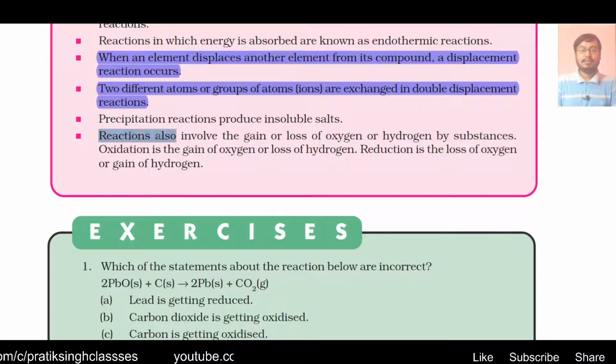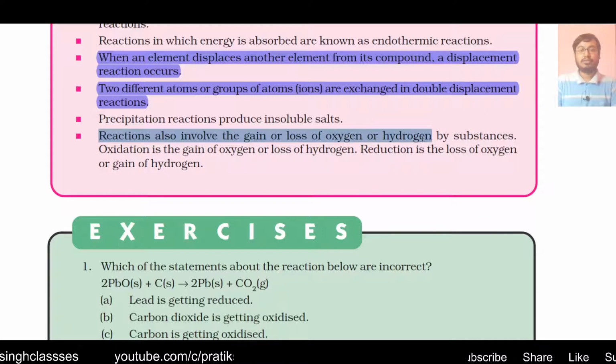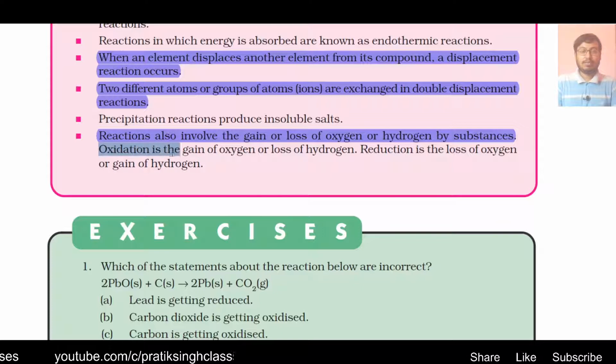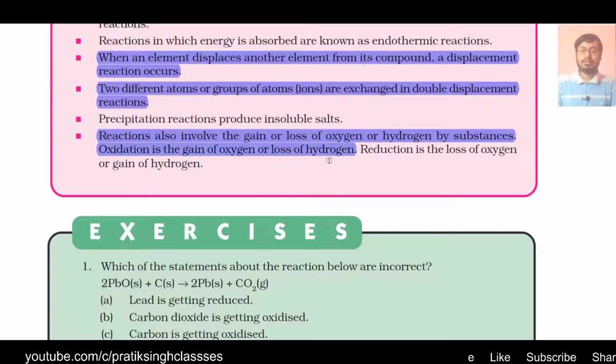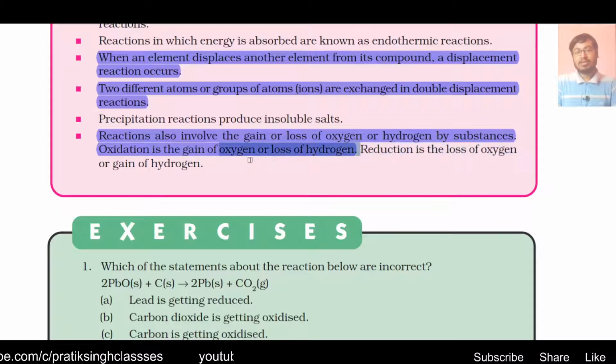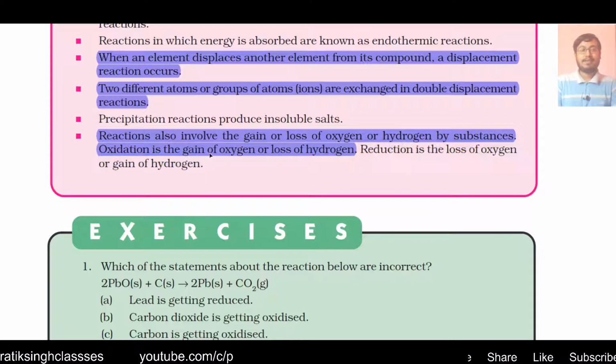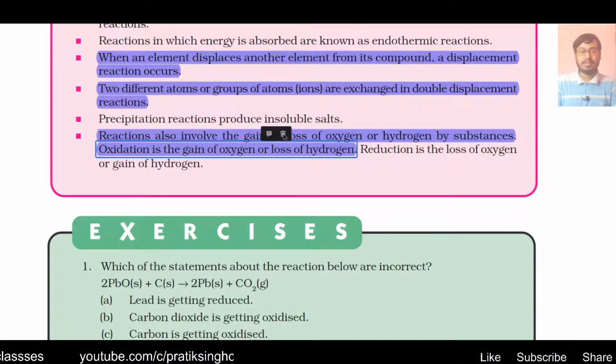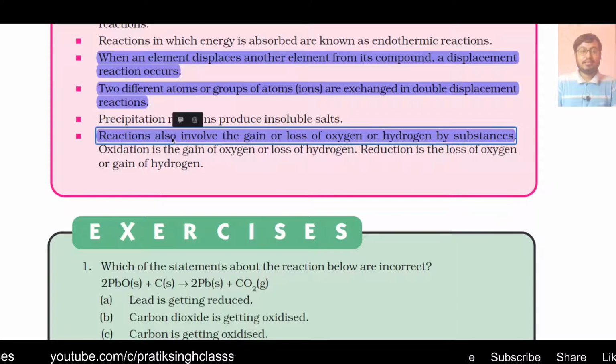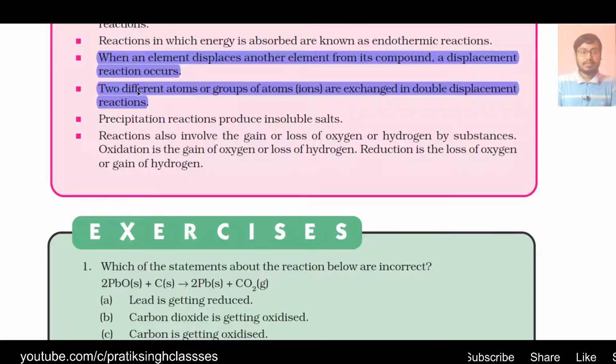Reactions also involve the gain or loss of oxygen or hydrogen by substances. Gain of oxygen or loss of hydrogen is called oxidation, and its opposite, loss of oxygen or gain of hydrogen, is called reduction. About oxidation and reduction we will study a lot in the next unit of chemistry. Fine, so this is the end of the first unit.